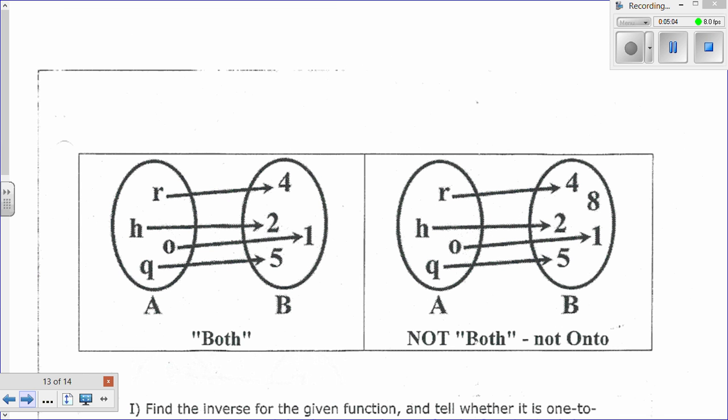Now, if you're given a situation where you have actual sets like this, A is both one-to-one and onto. It's one-to-one because my y values do not repeat, and all of my y values are used, therefore it's onto. So the one on the right is not both because the 8 is never used, so it is not onto. That's because 8 is not used. Okay.